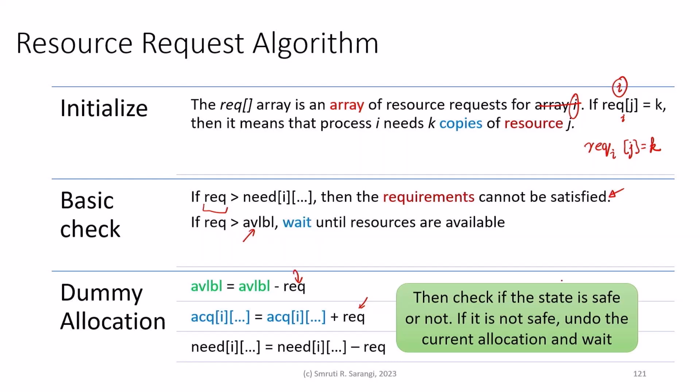You will check if the system is still safe or not, which means is this leading to some sort of a deadlock kind of situation, right? And if it is not safe, you have to undo the current allocation and you will have to wait, right? There could be problems, so you will have to undo it and wait. So it's a nice way of checking for safety.